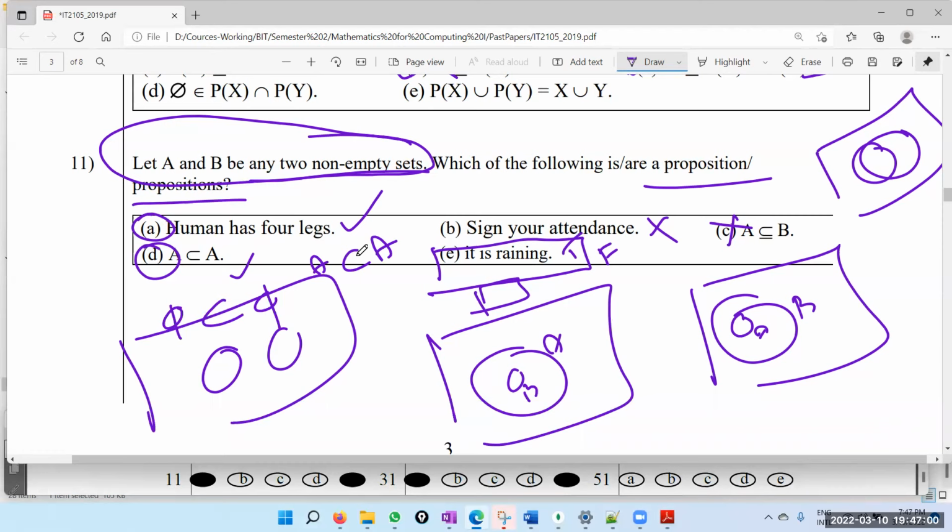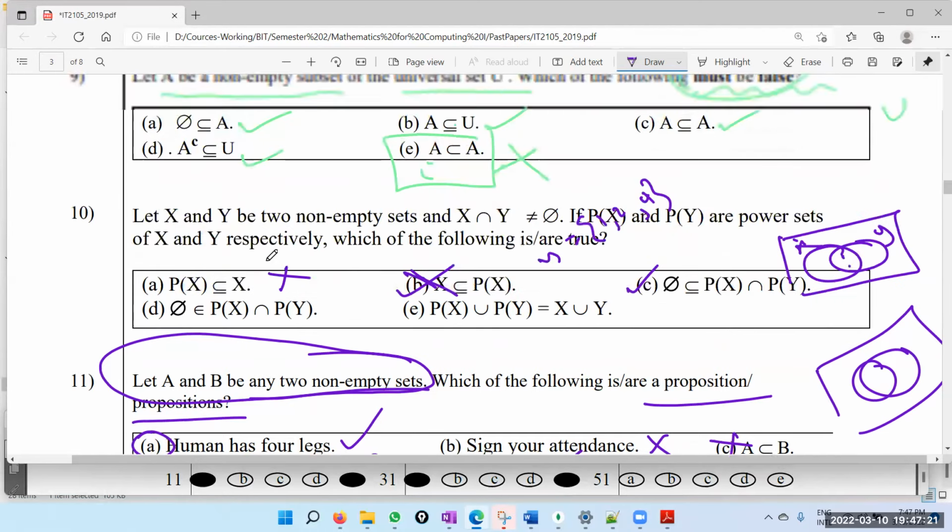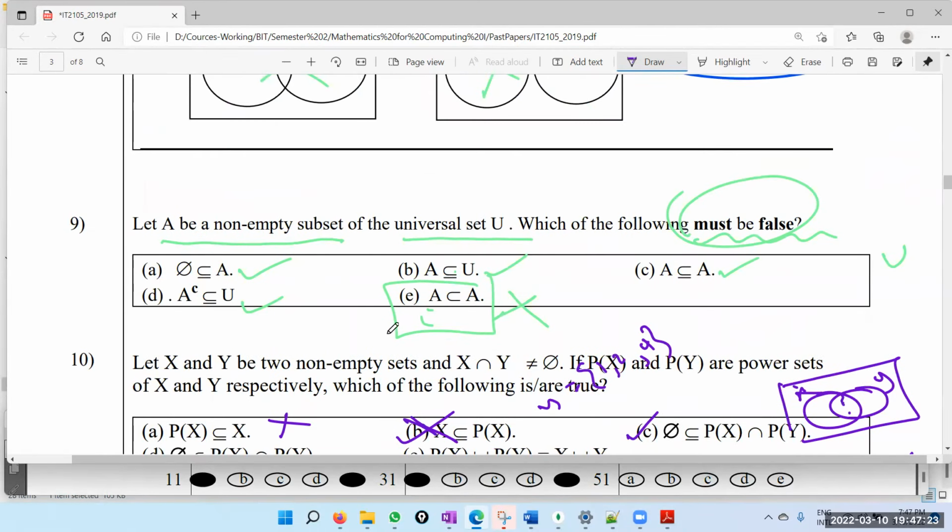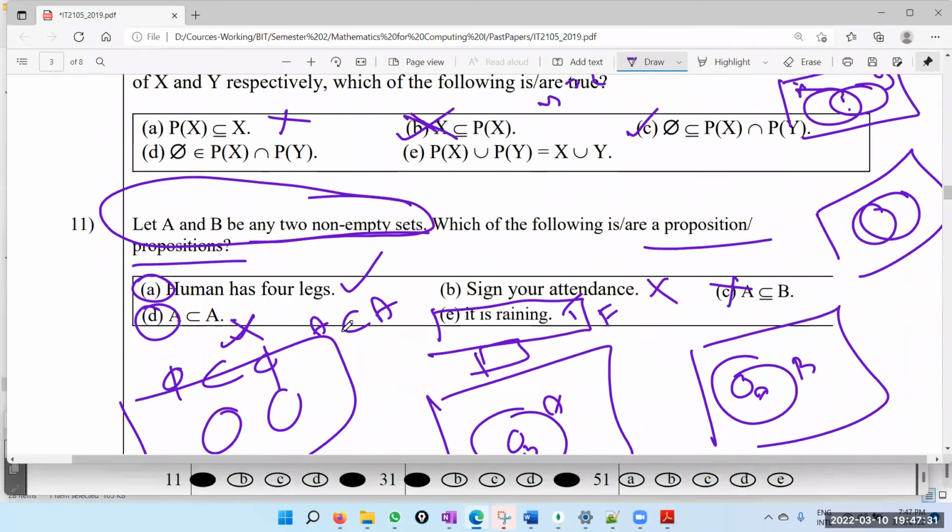A is not a proper subset of A, because this says A is inside A and not even equal. Not even equal means the other one must have something extra. So this is definitely false. I think they already took A is a proper subset of A as false in some other place. If the examiner took it as must be false, then why not here? If it must be false, it must be a proposition.